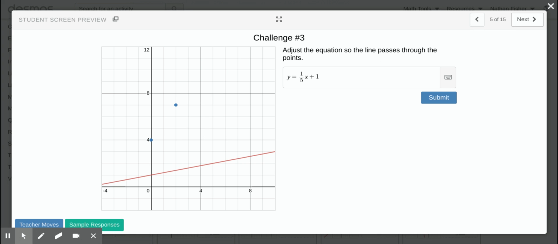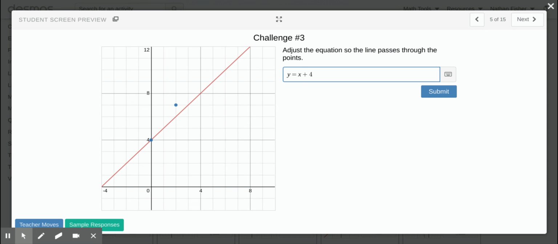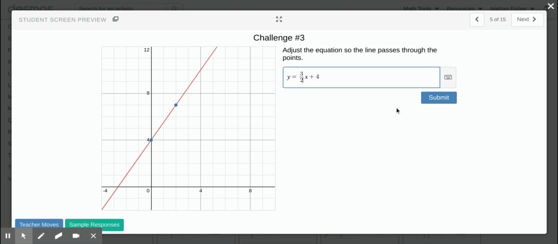Okay, challenge number 3. We want to adjust so that it passes through these points. So right now that +1 is why we're not at the origin, but we're up 1 block here. We want that to go up to 4 though. So now when I change that to 4, you notice it bumps up. From that point, I want to go up 1, 2, 3, and over 1, 2. So I go up 3 over 2 from that point. Now they cross each other.